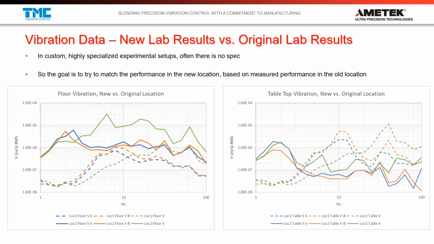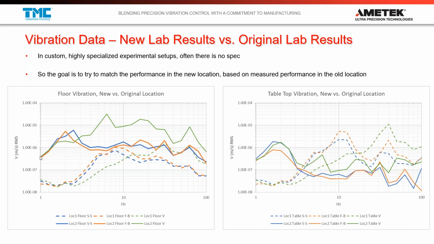And so what's the goal? When you're moving from a lab and you have a custom setup and a custom experiment, you don't necessarily know how much of a problem vibration is for you. What you really want to get to is something that matches your current setup. And so you take some measurements. You look at the old location, you look at the new location, and you try to do some modeling, and think about whether or not you can match it. And so that's what this data here shows.